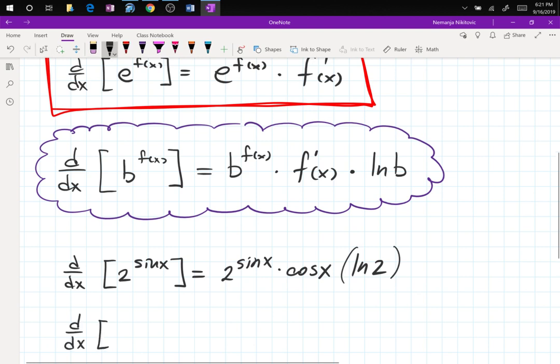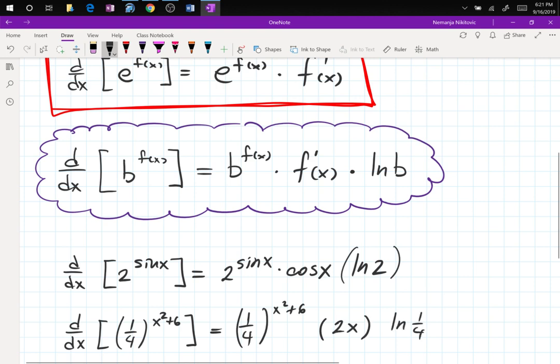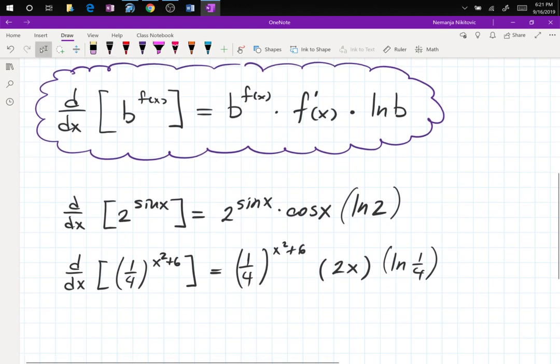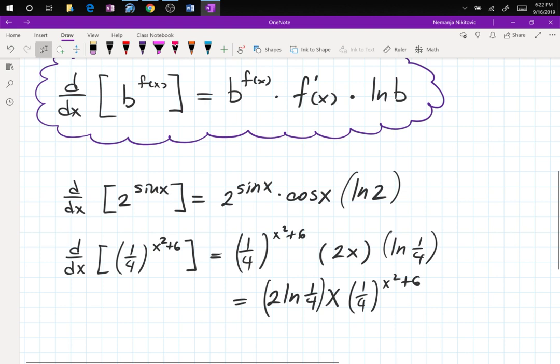What is the derivative of 1 quarter raised to the x squared plus 6? Doesn't really matter, right? So you just have 1 quarter raised to the x squared plus 6 times the derivative of the exponent, which is 2x, times ln of 1 quarter. Now you can put this together, say 2 ln 1 quarter times x. So this is all constant, times x, and then times 1 quarter to the x squared plus 6, simplifying it, right?